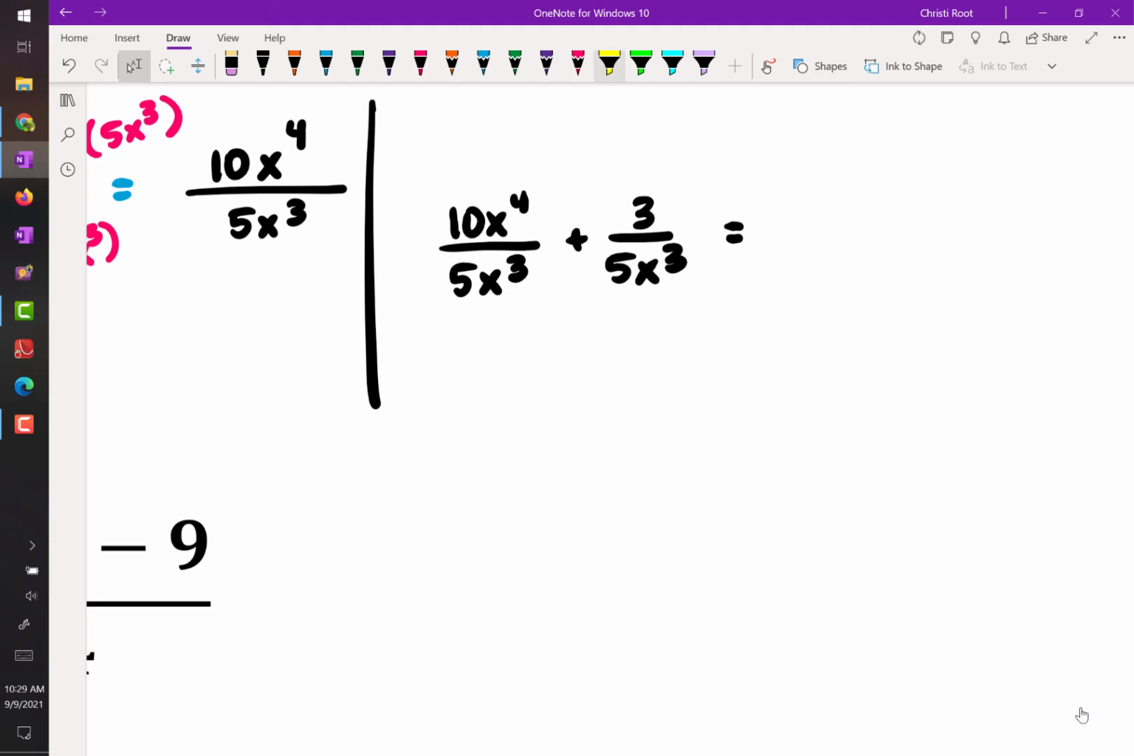Awesome. So as soon as I have the common denominator, I'm going to go ahead and do what it tells me to do. This time it's adding. And I'm just going to add across. Can I add these two terms together? Absolutely not. They are not like terms.